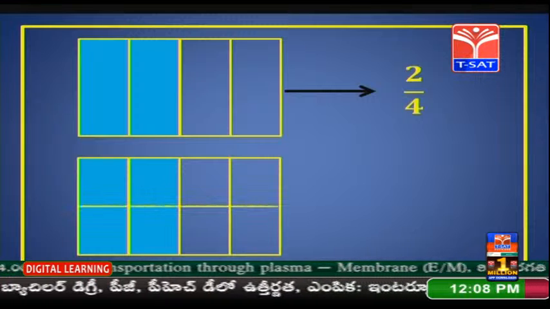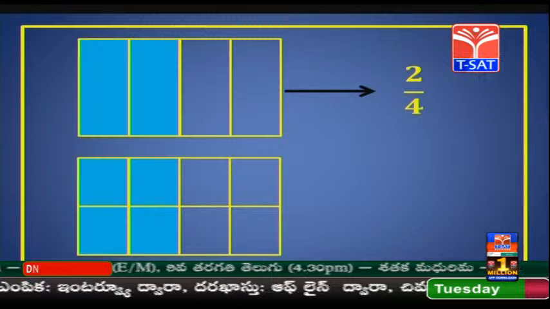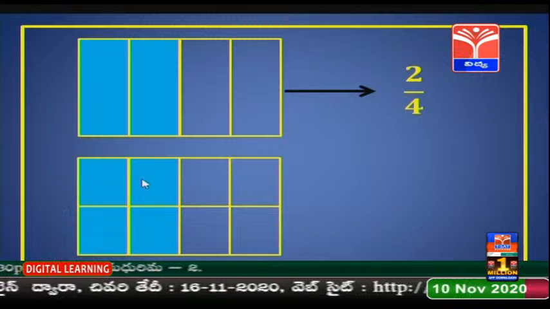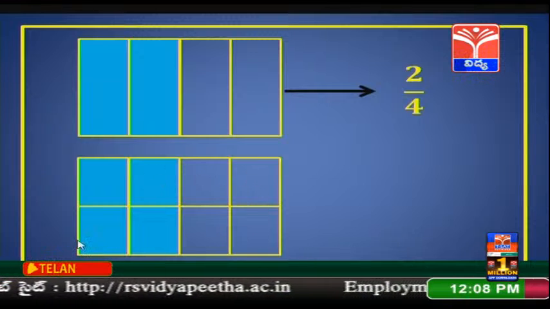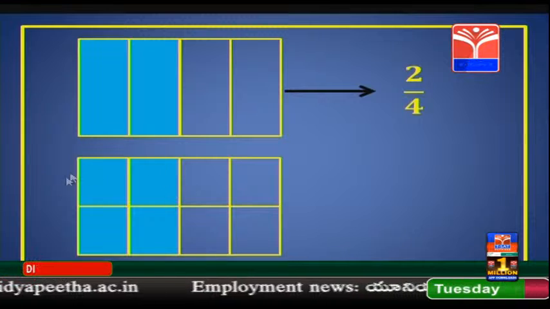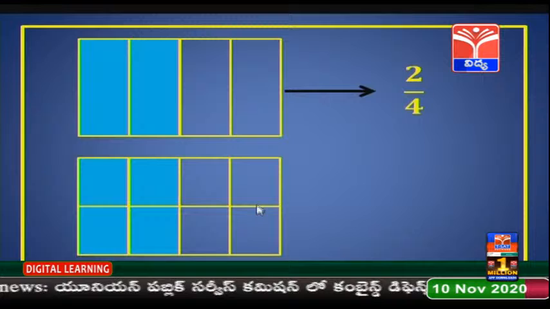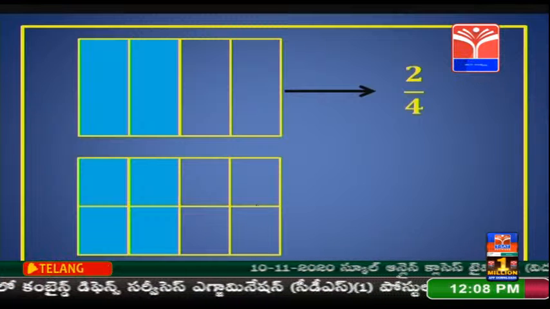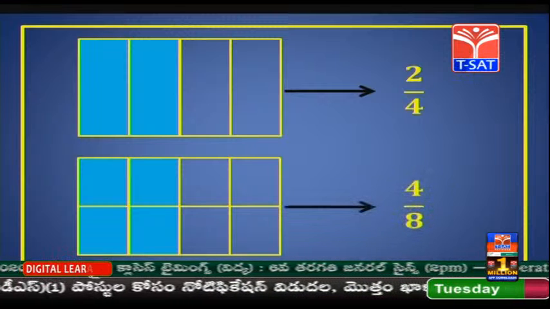Now, children, let us draw another line such that now it is divided into 8 equal parts. Now, see 1, 2, 3, 4, 5, 6, 7 and 8. So, out of these 8, how many are shaded, children? Yes, 4 parts are shaded and 4 are unshaded. Now, can you tell me, children, what is the fractional form of this? That is right, it is 4 by 8.